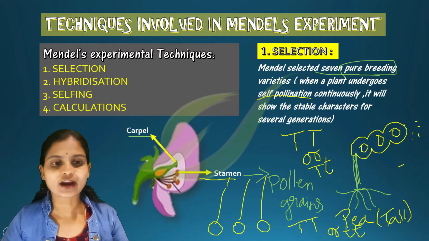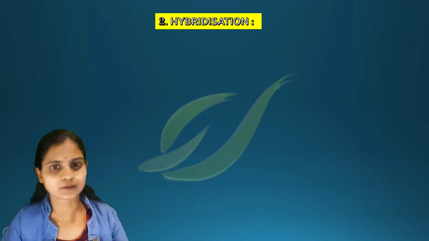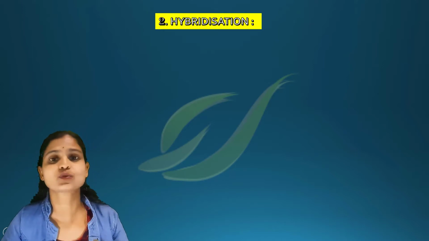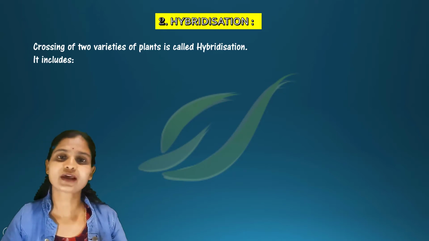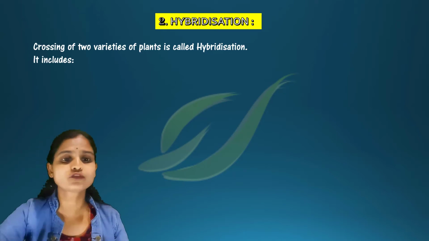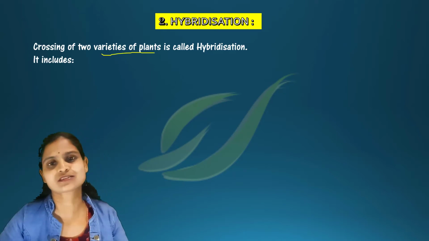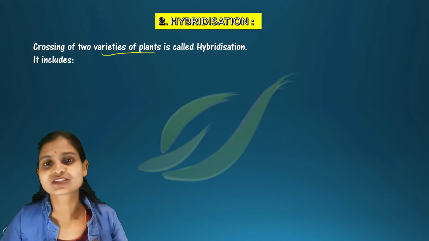Next, we come to hybridization. The next concept he used is the hybridization technique. What does hybridization mean? Crossing of 2 varieties of plants is called hybridization.